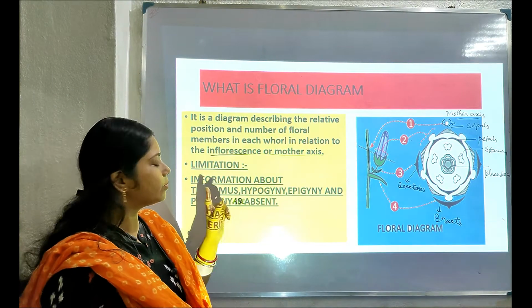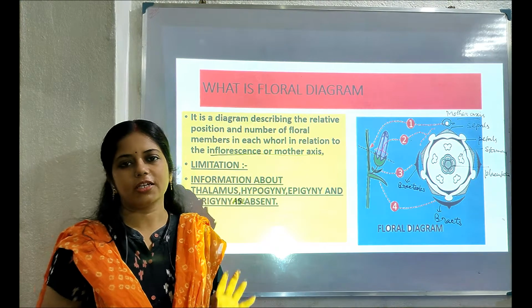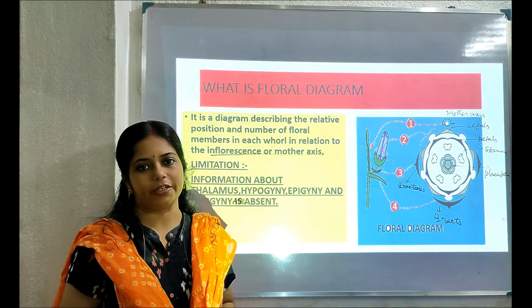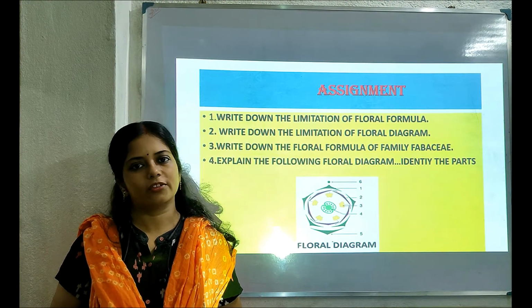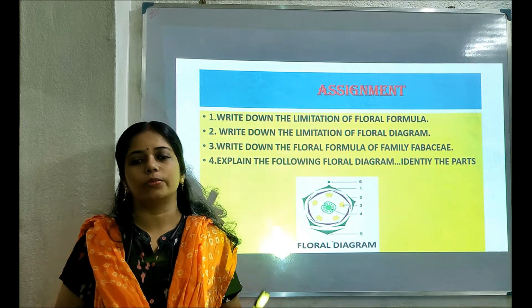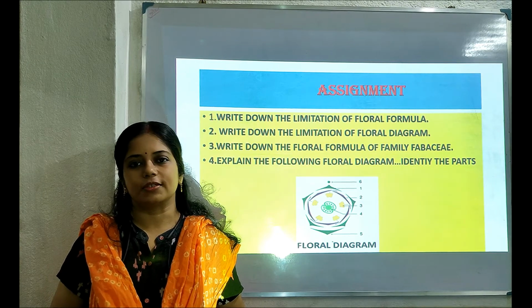But there are also some limitations. The information about thalamus, hypogyny, epigyny and perigyny is absent in the floral diagram. So students, from today's lesson we have learnt about the floral formula and floral diagram. This is the assignment based on today's lesson. Practice it at home. And in the next lesson we will know about the inflorescence. Thank you.